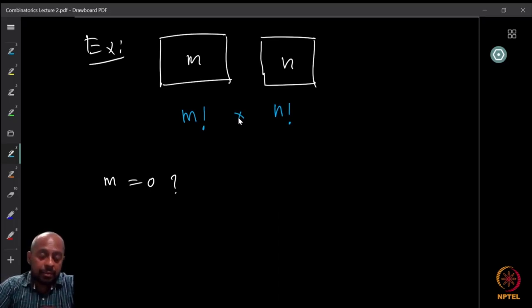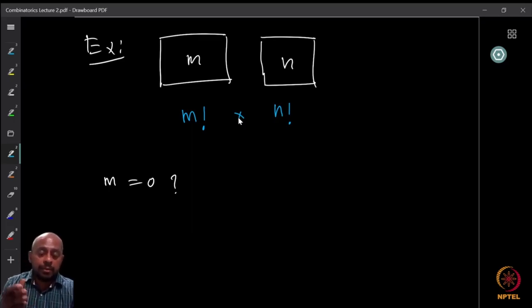If m is equal to 0, I can still arrange the persons in the second room to queue up in n factorial ways, right? So when I say that people in the first room can be queued up in whatever ways they can, and the second room in whatever ways they can, I still want the n factorial guys who are going to be permitted in the second room to have all possible different arrangements, right?